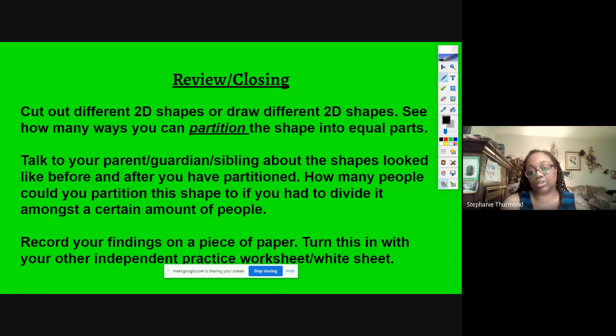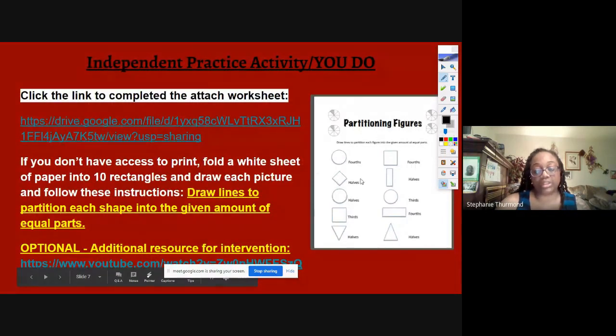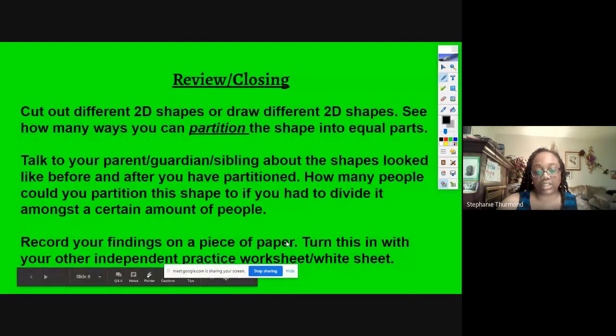So there will be two activities that you'll turn into your teacher. There will be, if I can go back, this partitioning figures worksheet, or the white sheet that you use to draw. And then it will be the white sheet that you use, or the cutouts that you'll use to partition your different shapes. If you choose to do the cutout sheets, the cutout 2D shapes, or the dry erase board, or something else that's not something that you could scan and send to your teacher, take a picture of it and send that to your teacher so that we all know that that's how you used your manipulatives. So now I'm going to stop sharing my screen.